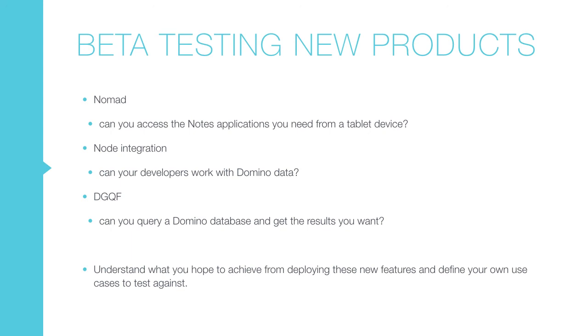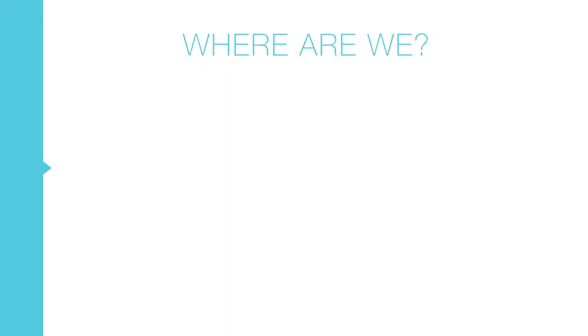Understand what you hope to achieve from deploying any new features and define your own use case to test against. Don't rely on other people doing the testing if this is an important feature for you. You can't test everything, but if something is critical for your upgrade, if something is going to help the business, then that's something you're going to want to test. So that's our kind of guide to beta testing.